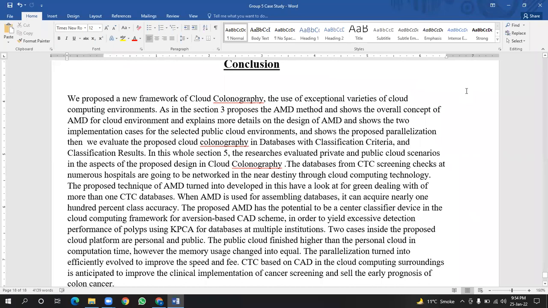Now we will explain the overall conclusion of this case study related to cloud chronography. We proposed a new framework of cloud chronography that uses sectional variation in the cloud computing environment. In section 3, we proposed the AMD methods and showed the overall concept of the AMD.